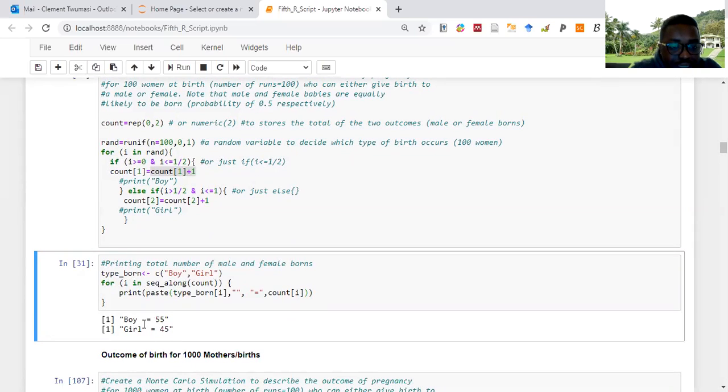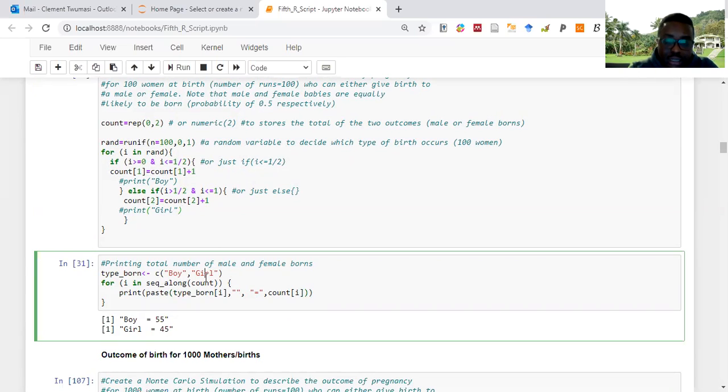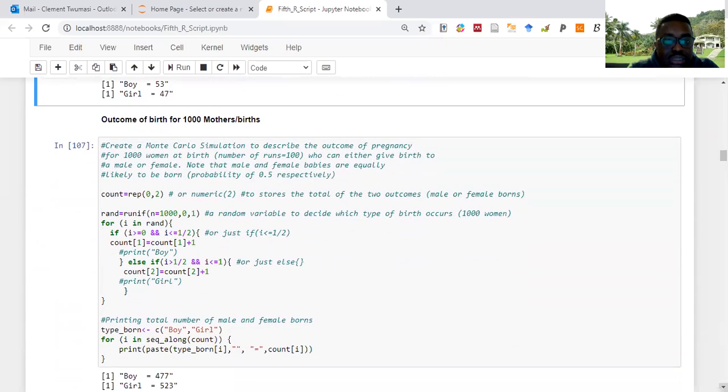So now here you can clearly see that when I considered 100 women, 55 of the women gave birth to boys, and 45 of the women gave birth to girls. So this can tell me something a little bit. It doesn't mean that if I run it again, I won't get a different result. If I run it again, this is what I had. So you realize that for 100 women, anytime I run, male births appear to be more than female births. All right, so now let's increase the number of women to 1,000.